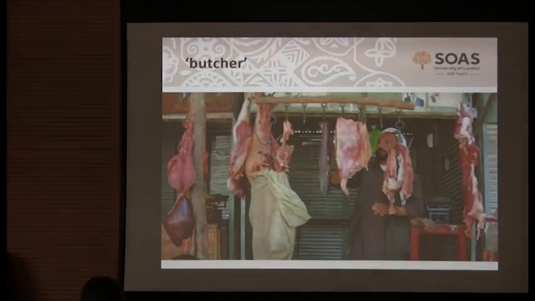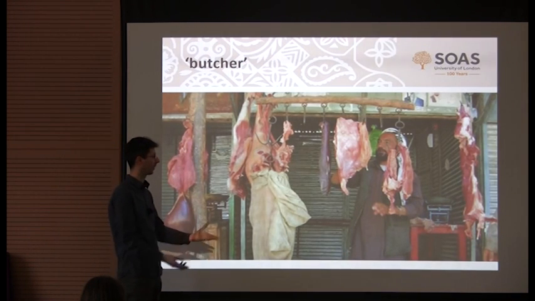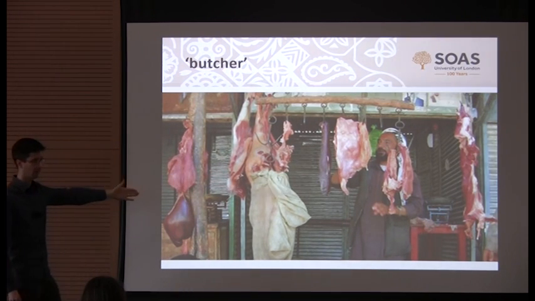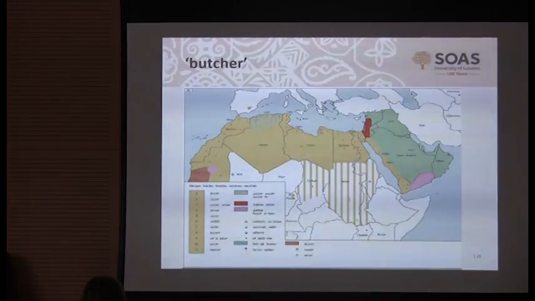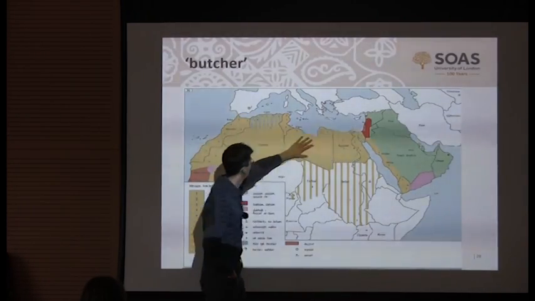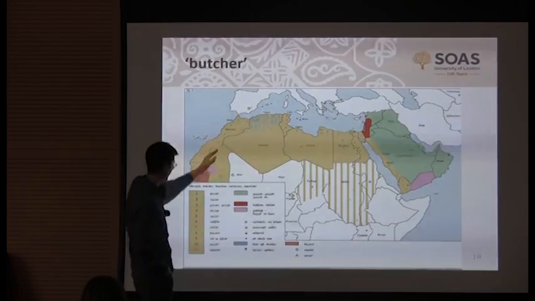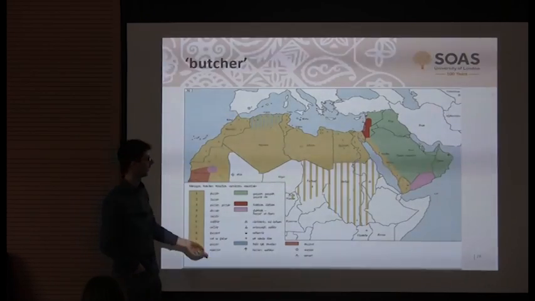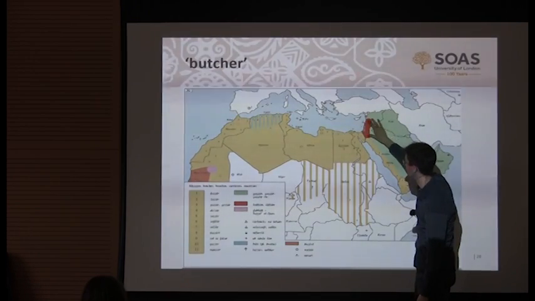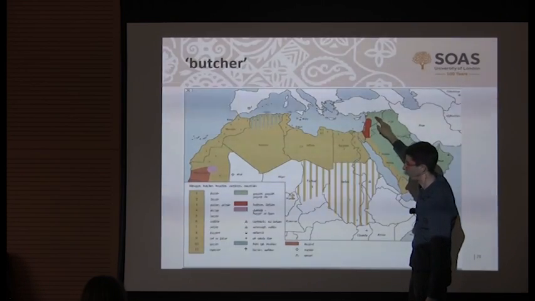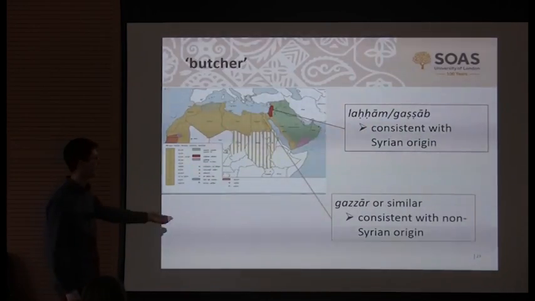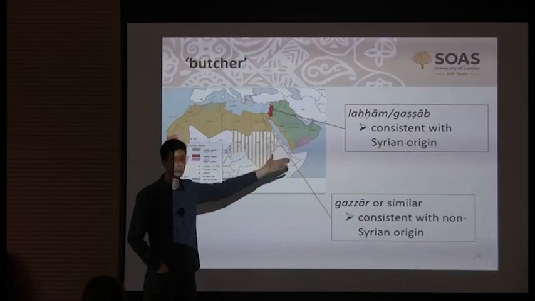What can you test? Well, here's an example. I'm talking to these guys over Skype, and I can share my screen with them and ask them, what do you call this guy? Now, why is that a good meaning to test? Because here's the map for butcher from the Vaux Atlas. These places have something along the lines of jazar, okay? Whereas in Syria, you have laham, not only Syria, but in the red area, you have laham, or something like qassab, okay? So if they reply laham or qassab, then that is consistent with Syrian origin.